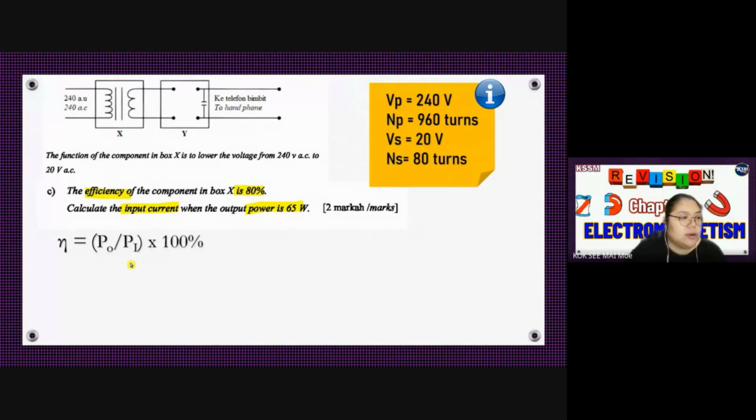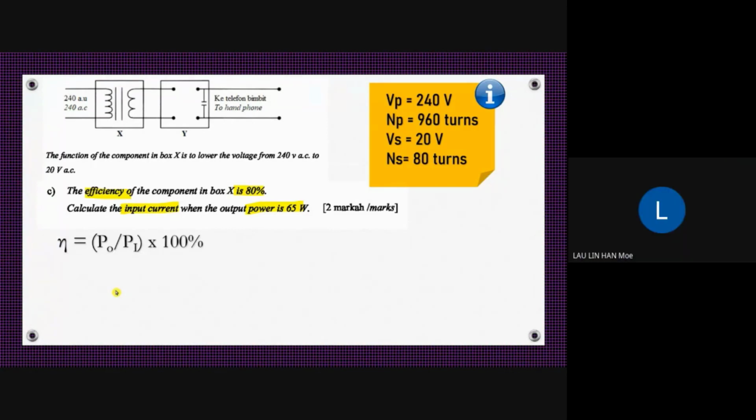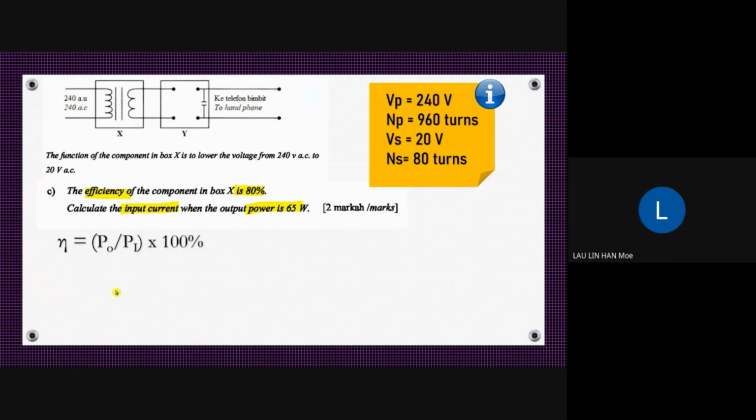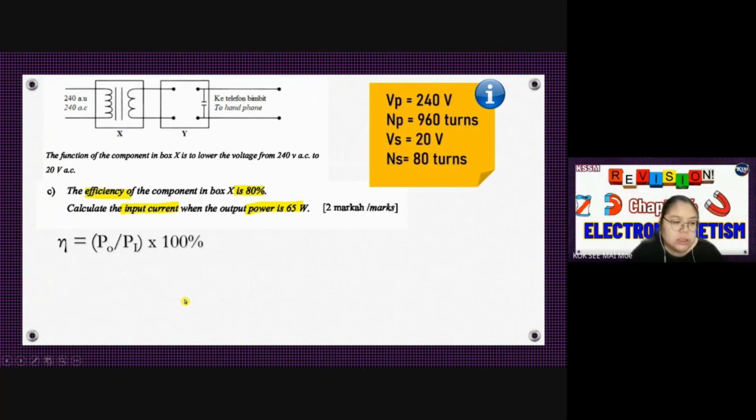Okay. So from here, I ask Lao Ling Han, have you done it? Yes. Okay, what's the answer for the current input? 0.34 ampere. 0.34 ampere. Okay, we're going to check. Okay, we are putting all the things. So, but at the bottom, you need to remember PI.